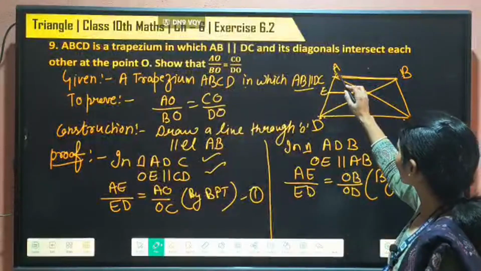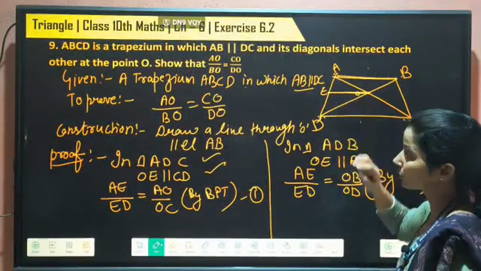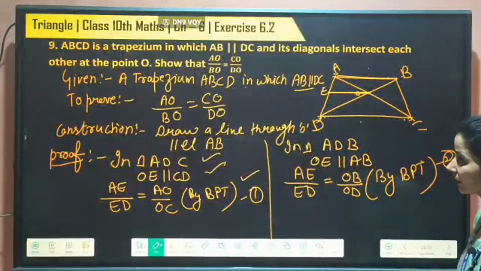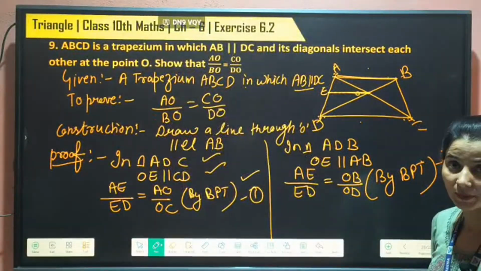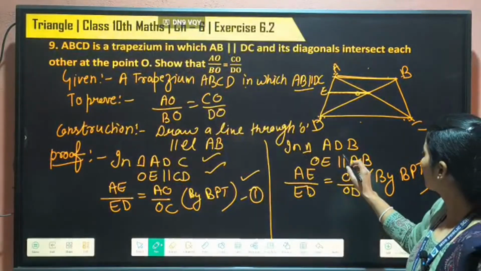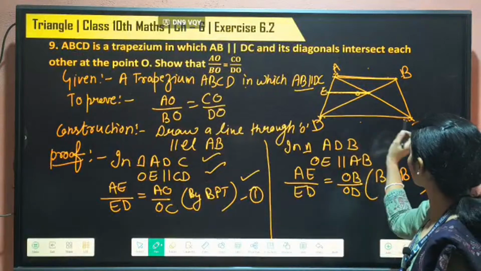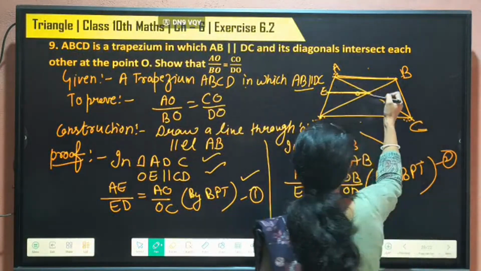You will work in triangle ADB. OE is parallel to AB, so you will write corresponding sides ratio equal. This is by BPT theorem. If OE is parallel to AB, then corresponding sides ratio will be equal. And similarly, in triangle ADB, OE is parallel to the CD side, so corresponding sides ratio will be equal.